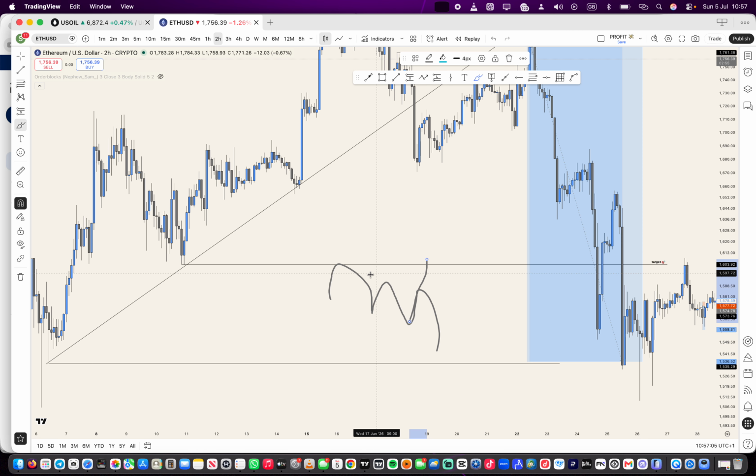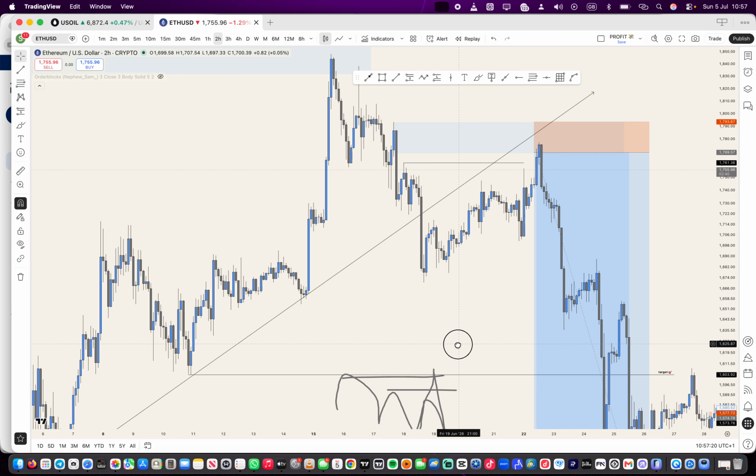Instead, price will now come up, take out this low, where some people will consider it a market structure shift. It's not a market structure shift, it's just inducement liquidity. It's taken out, and then it will sell from a point of interest around there, and then continue going down. That was exactly what happened here.